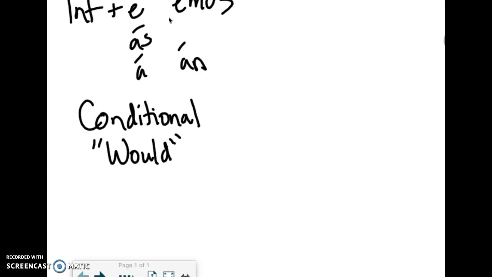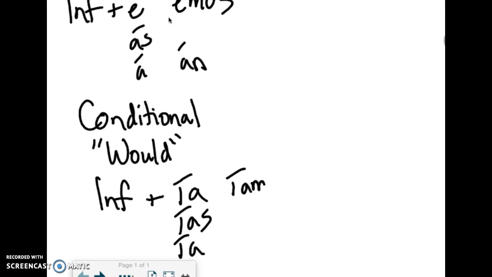All right, so to form the conditional, it's very simple. It's the infinitive. We're used to that, right? The infinitive plus the following endings. Now, these are endings that you have seen before, so you can recognize them. It's ía, ías, ía, íamos, and ían. Yes, these are the imperfect ER-IR endings. Exactly right. So to form the conditional, it's the infinitive plus the imperfect ER-IR endings. There are accents on the I's. So ía, ías, ía, íamos, ían.